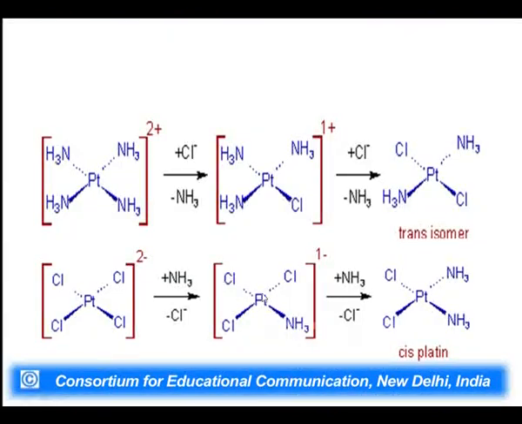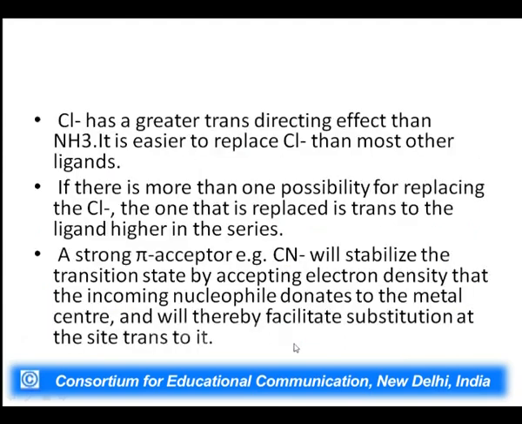Continuing from this slide, one more thing that could be observed: if the trans effect of chloride is more than ammonia, we can also think that this ammonia could again be replaced. But there is one more thing in addition to this, that is lability of the group. Chlorine has a greater trans-directing effect than ammonia. It is easier to replace chloride than most other ligands, because chloride is more labile than ammonia. So, if we have to add chloride, then the concentration of chloride has to be very high.